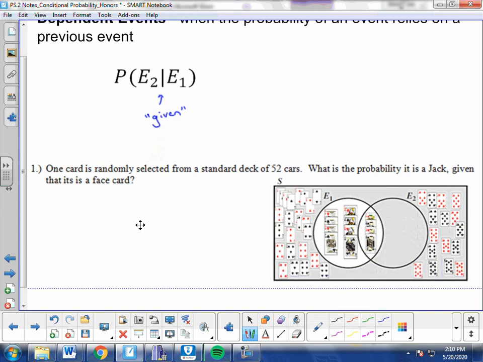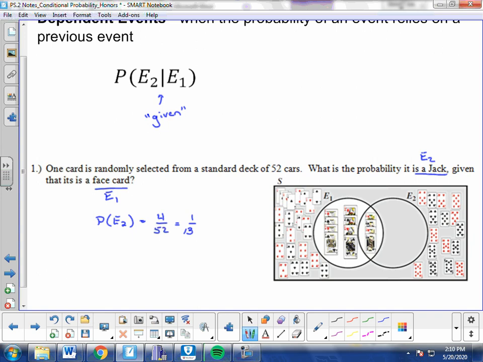In problem number 1, it says one card is randomly selected from a standard deck of 52 cards. What is the probability it is a jack given that it is a face card? So the second event here is that we have a jack. Event 1 is that it's a face card. If we took a look at just event 2 on its own, the probability of drawing a jack from the deck of 52 would be 4 over 52, or 1 over 13. So the probability of event 2 exclusively is just 1 over 13.